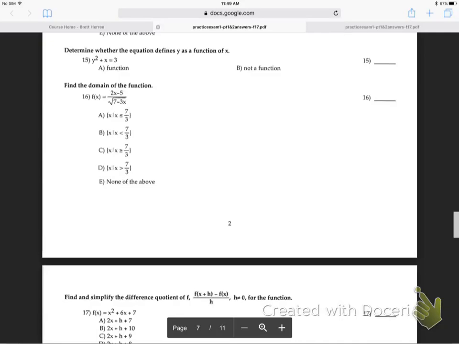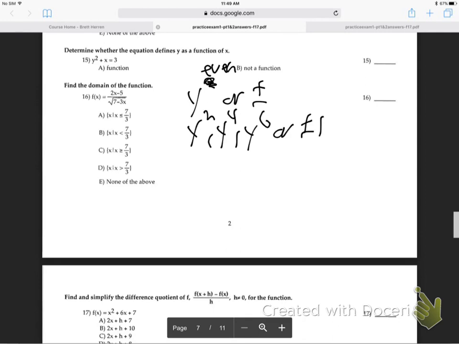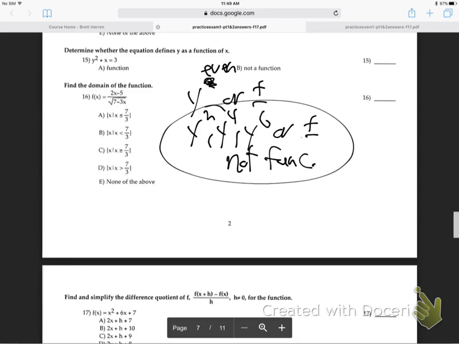Oh, I get it. Yeah, so 15, function or not: if you have y squared, or any even power on y, like y squared, y to the 4th, y to the 6th, or plus or minus, it's not a function. So any kind of even power on y or a plus or minus on y, not a function. Just like that. Don't worry about x squared. X squared's fine. But y squared, not a function.